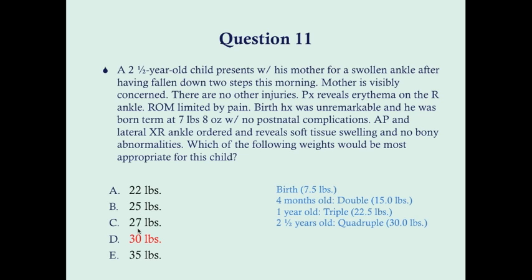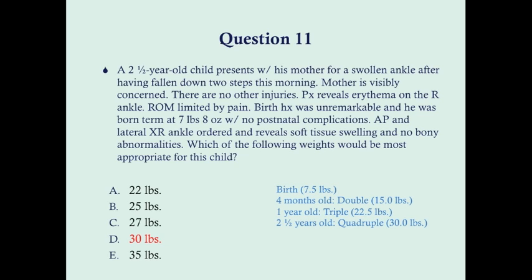Now, if the child's 27 pounds, or if they're 35 pounds, we might consider that to be okay, but it's not ideal. The question here is asking you what's the ideal weight for this child, and that would be 30 pounds. You would be exactly quadrupling their birth weight at 2.5 years. Certainly 22 or 25 pounds, we would consider that to be probably abnormal, and maybe look into some things, such as eating behaviors and stuff like that.